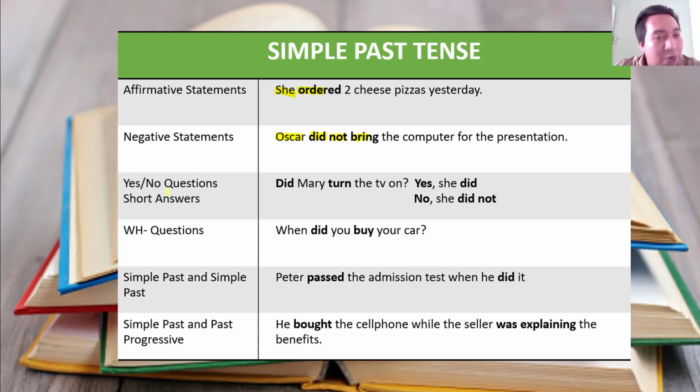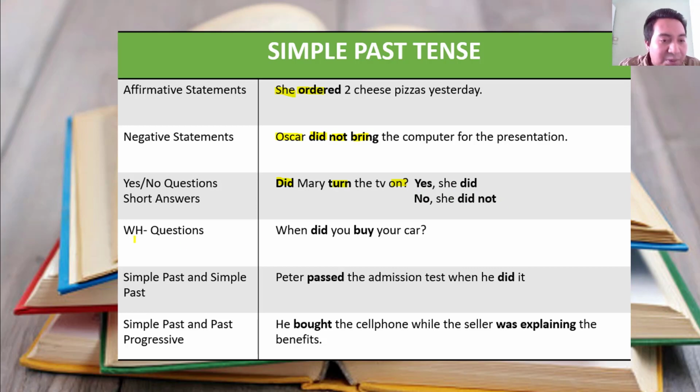Now for yes/no questions, we also need to use the auxiliary did at the very beginning. Then we use the subject, so it's going to be Mary. So, did Mary turn the TV on? If you see here, the verb turn on is going to be in the base form as well because we're using the auxiliary did. The answer would be yes, she did, or no, she did not. If you want, you can also add the complement.